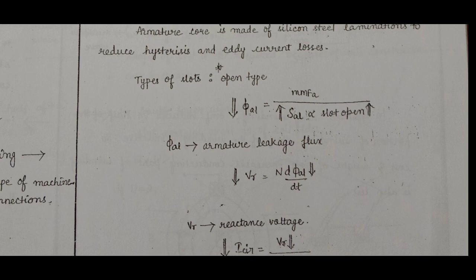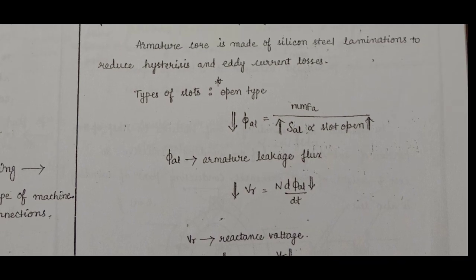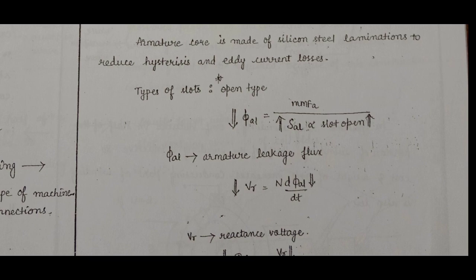Type of slots: open type, less leakage flux, MMF. Leakage reactance and slot open. Since the slots are open, the reluctance is high, so the flux will be less. Armature leakage flux is less.